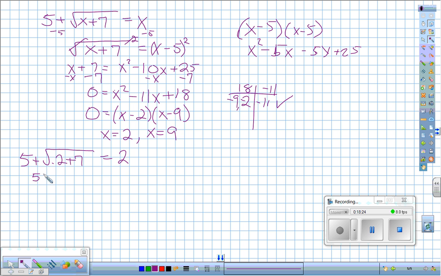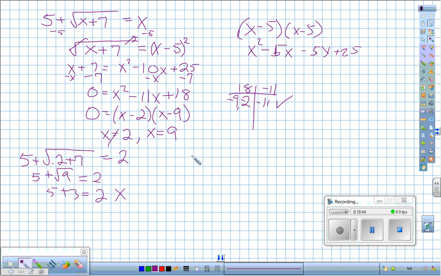And I'm going to check this out. I have 5 plus the square root of 9. Is that equal to 2? The square root of 9 is 3. Is 5 plus 3 equal to 2? No, the 2 is not a solution.